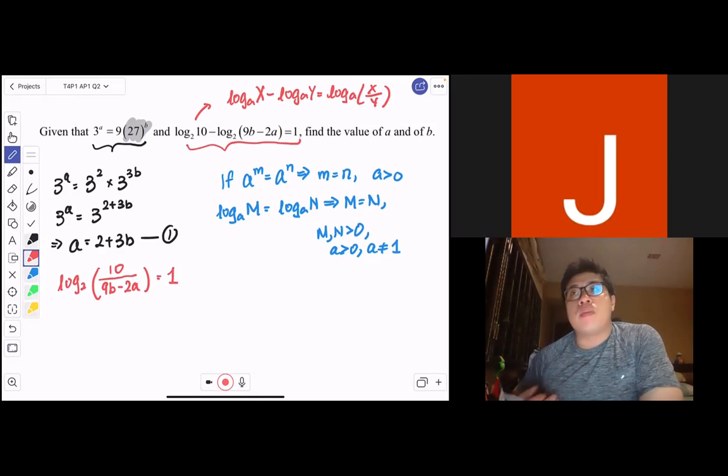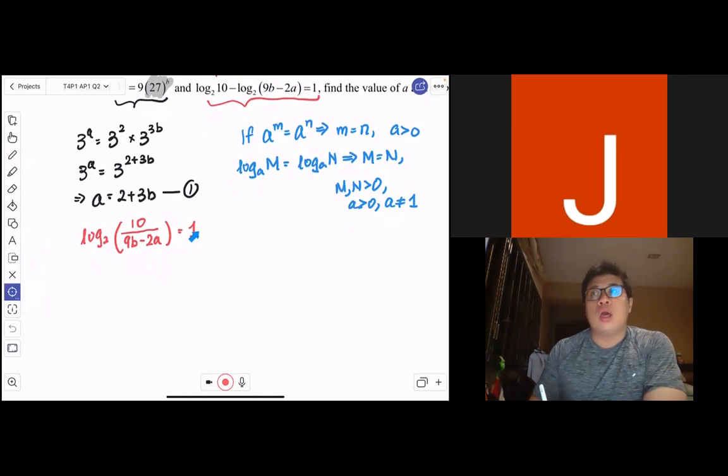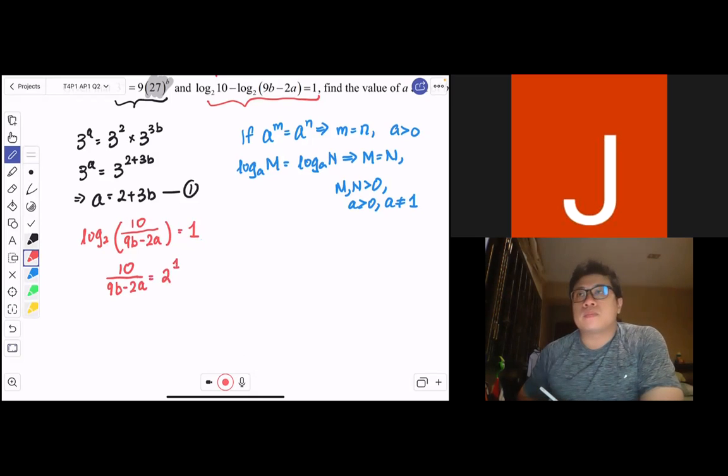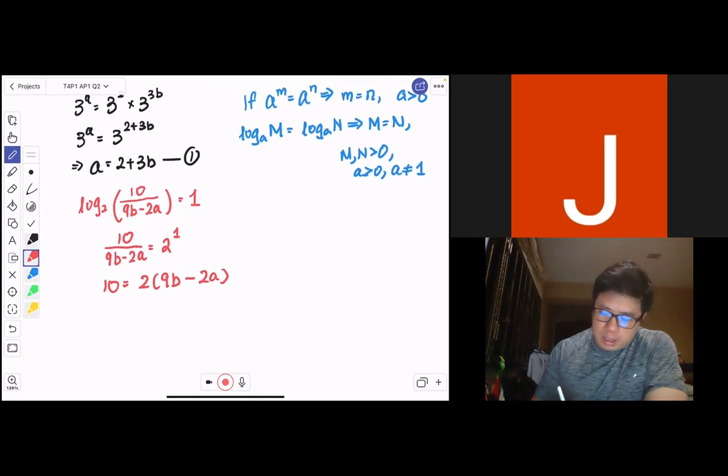What remains now that I have a log function: there are a lot of ways to go about it. Some of you may change this to log 2, or I can simply convert this to index form. Then 10 over 9b minus 2a would equal 2 to the power of 1. That allows me to simplify my equation algebraically. For 10, I can just divide by 2 on both sides. 5 equals 9b minus 2a, and that gives me equation 2, and here I have equation 1.